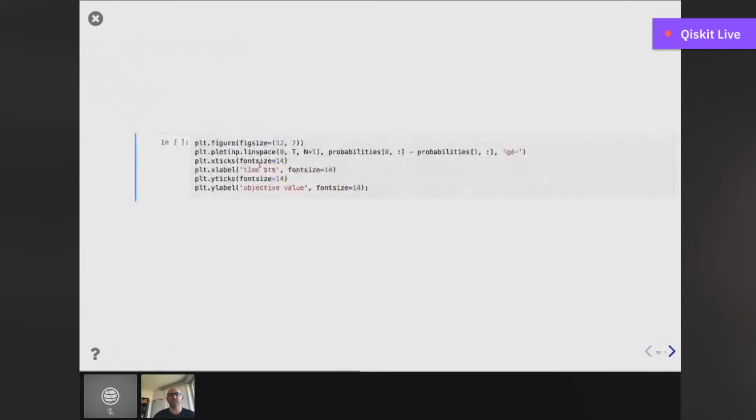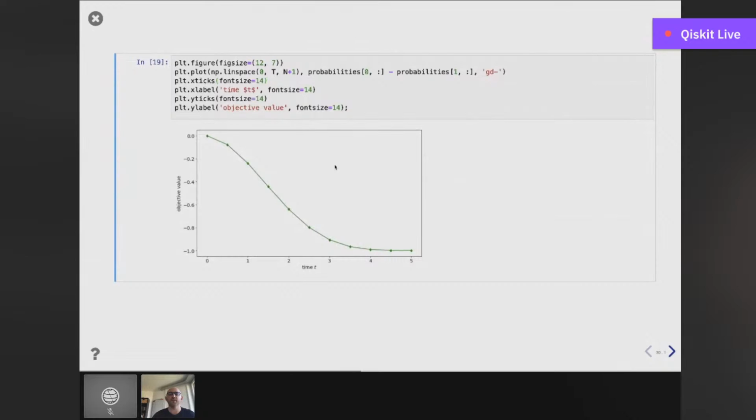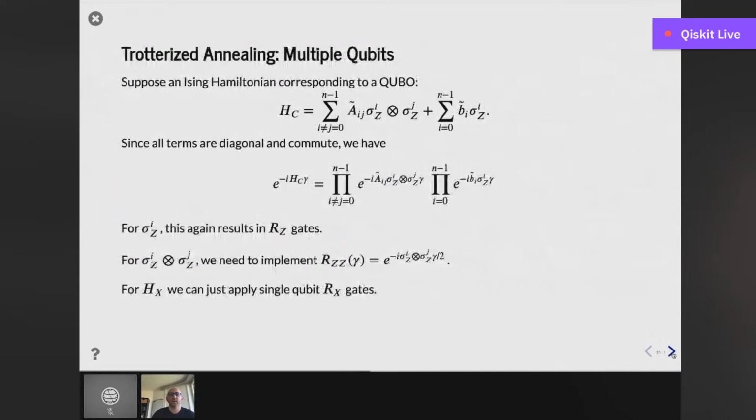If we look at the objective function, which is the expected value of the Hamiltonian, then we see that this is going from 0 down to -1, which is the optimal solution of the problem. Good. This was for a single qubit, a very simple example. Now let's briefly look into how this works for multiple qubits.